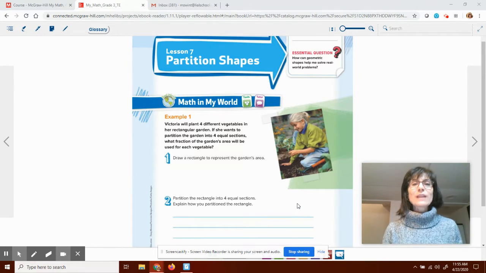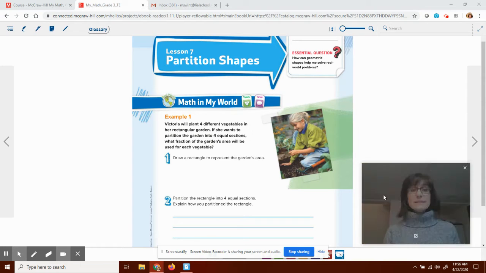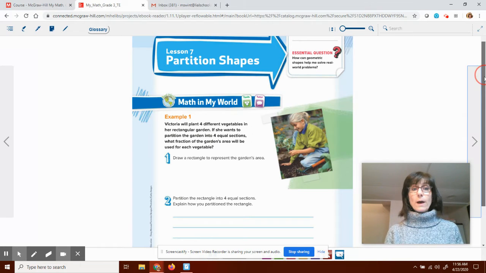Today we're going to do lesson 7 of chapter 14, partition shapes. And this lesson is much easier than yesterday's. That problem solving gets me every time. Whew, I had to take a break myself and have lunch. So let's go ahead with lesson 7. This is going to involve shapes as well as some fractions, and both of them we love. So let's begin with example 1.